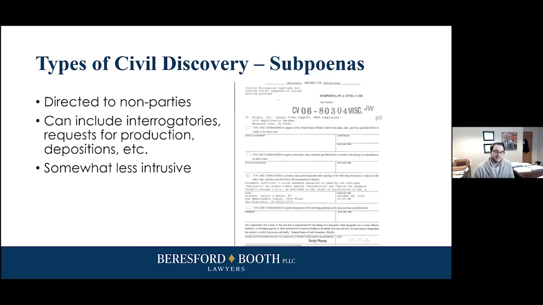Now, basically, subpoenas can be used to do pretty much most of the things that you could do with a party. For example, you can do interrogatories, you can ask for the production of documents through subpoenas, and you can take depositions of third parties through the subpoena process. Now, while the subpoena process is pretty similar to the civil discovery between parties, there are some limitations that the court is more willing to give.